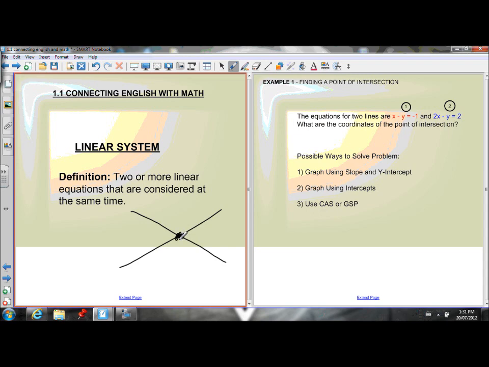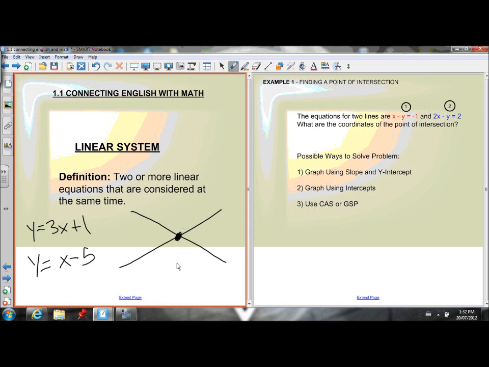Okay. First off, let's learn what a linear system is. A linear system is two or more linear equations that are considered at the same time. So if I have two linear equations, let's say y equals 3x plus 1, that's one linear equation. Here's another one, y equals x minus 5. Okay, so I have two individual linear equations here. If I consider them at the same time, I get a linear system. Two lines, we consider them at the same time, we can find out where those two lines intersect.